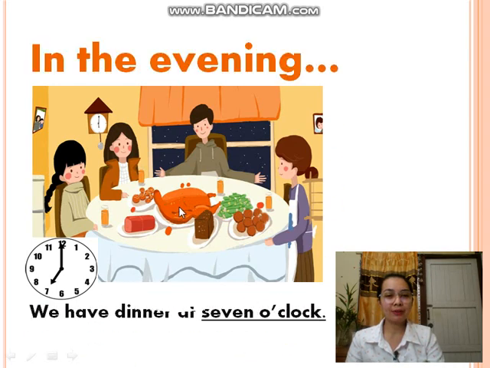In the evening, what time do you have dinner? So the answer here, the short hand is pointing number 7 and the long hand is 12. The answer, we have dinner at 7 o'clock.